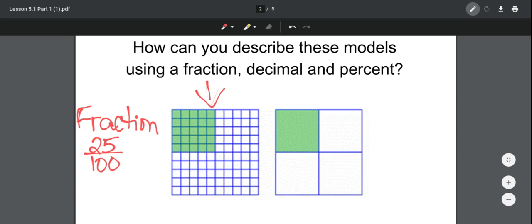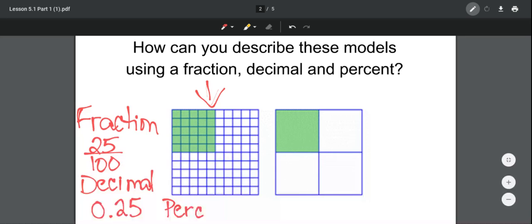As a decimal, we would convert the decimal as 25 hundredths as we read the number 25 over 100, and 25 hundredths as a decimal is 0.25. As a percent, 25% of the square is highlighted.